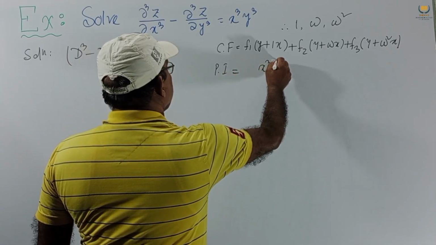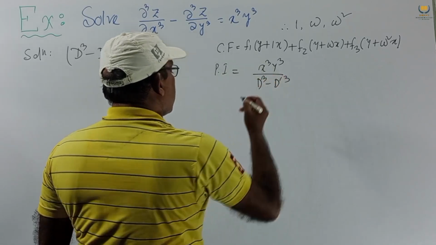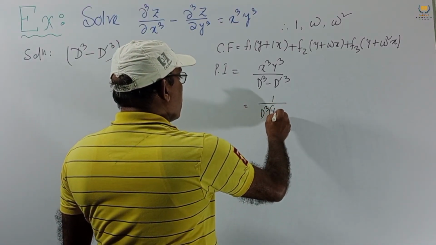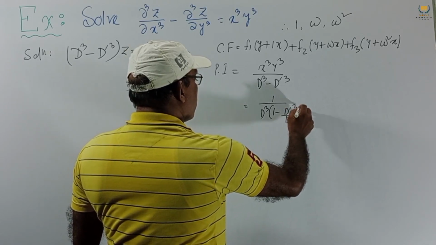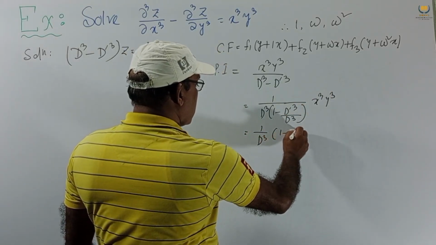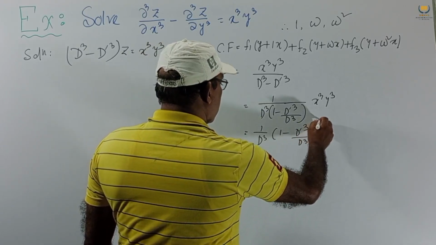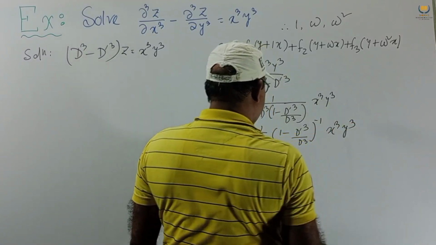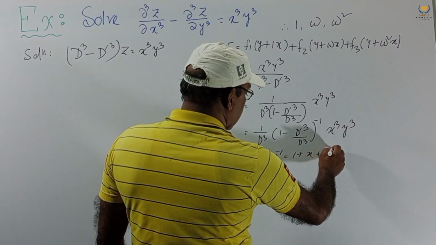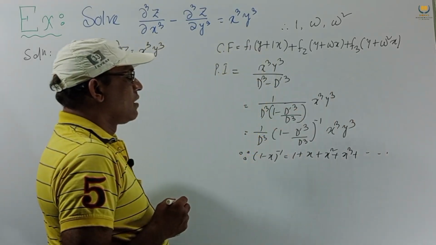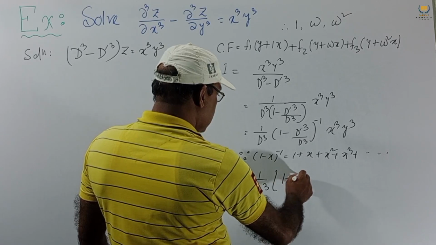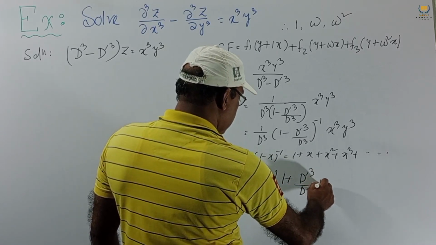Now the particular integral: x cube y cube by D cube minus D dash cube. Again, both have the same powers, so taking D cube common, 1 minus D dash cube by D cube, and x cube y cube. This is 1 by D cube, 1 minus D dash cube by D cube, whole to the power minus 1, x cube y cube. Again, I recall the binomial series, 1 minus x whole to the power minus 1 equals 1 plus x plus x square plus x cube, and so on. So here, this whole is x: 1 by D cube, 1 plus D dash cube by D cube, plus and so on.